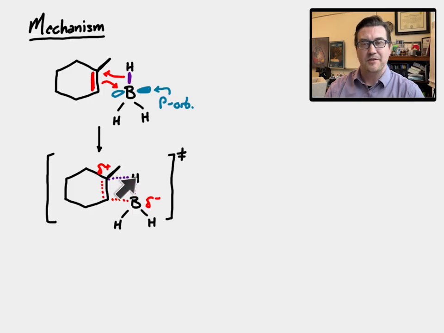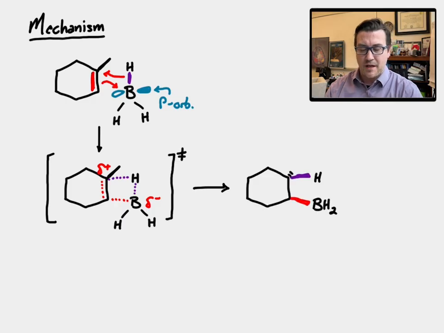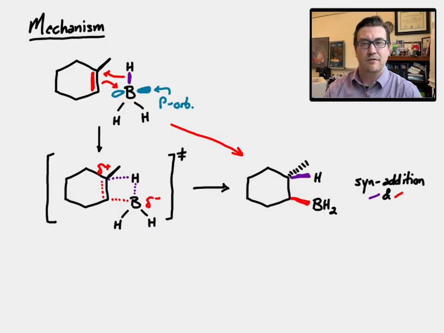And so the hydrogen will go to the least hindered location. Again, because boron, even though it's not very large, is significantly larger than hydrogen. So after all the bonds are formed, you end up with this borane and hydrogen atom syn to each other. So this purple bond and this red bond are on the same side of the molecule.